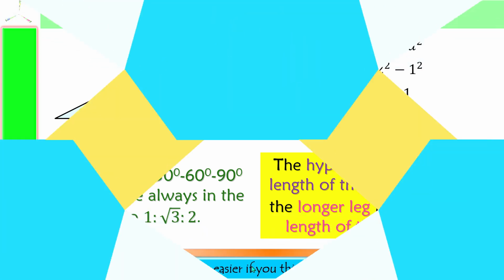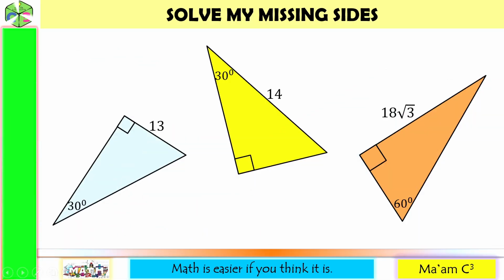Let's have an activity. Solve my missing sides. I have 3 triangles here. So on the first triangle, the given is opposite 30 degrees, meaning this is the shorter leg. If this is 13, to solve for the longer leg, we simply have to multiply this by square root of 3. So the longer leg will be 13 square root of 3. Now, the hypotenuse, remember this is the side opposite 90 degrees, is twice the shorter leg. So, 13 times 2 is 26.